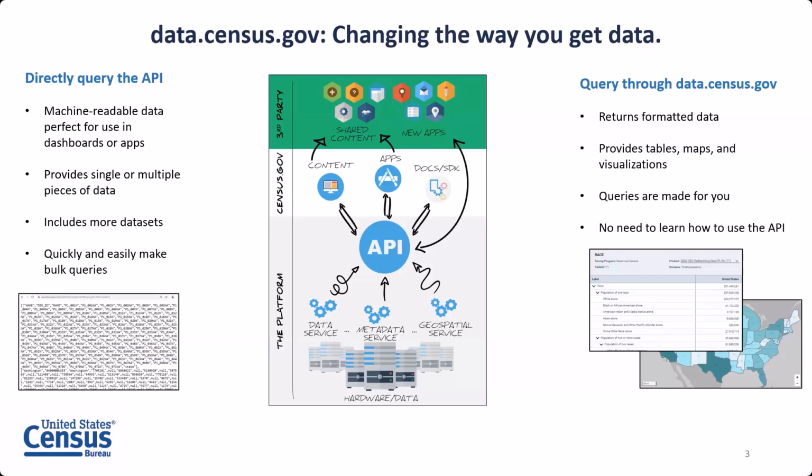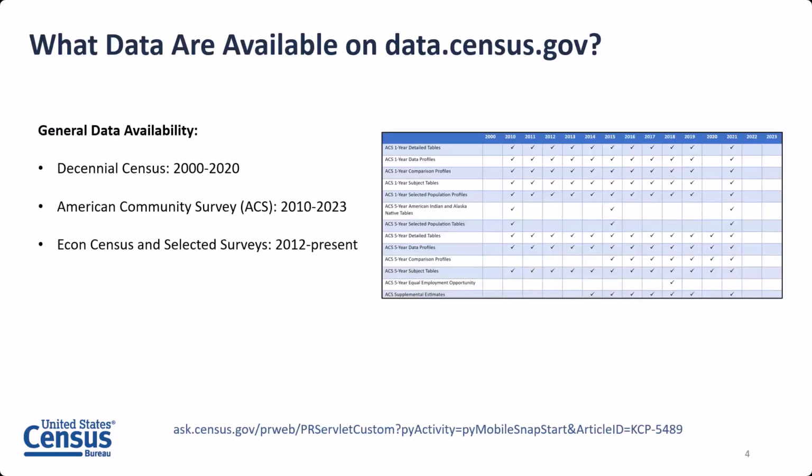And so there's no need to learn how to use the API. We're trying to make the site as user-friendly as possible, so that you can find the data that you're looking for. Now, in terms of data availability with data.census.gov, the earliest that we have to offer is from the 2000 decennial census.